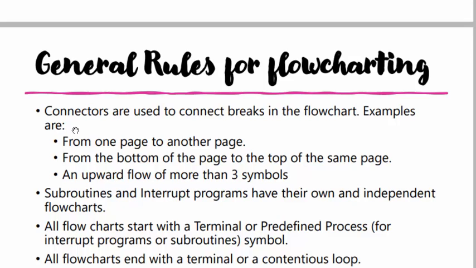Other rules are such that connectors are used to connect breaks in the flowchart. Examples are from one page to another, from the bottom of the page to the top of the same page, and upward flow of more than 3 symbols. Remember that subroutines and interrupt programs have their own independent flowcharts. So all flowcharts start with a terminal, or a predefined process for interrupt programs or subroutine symbol. And all flowcharts end with a terminal or a continuous loop.